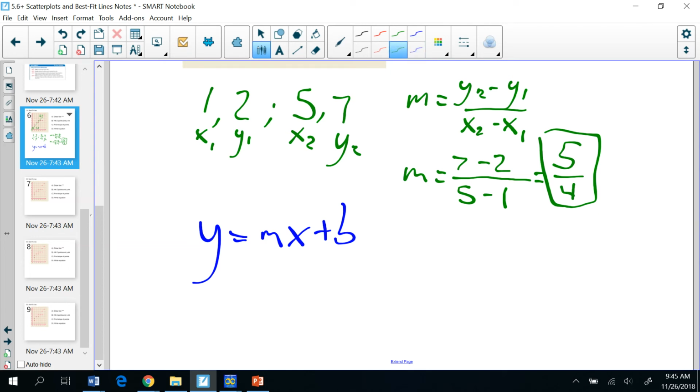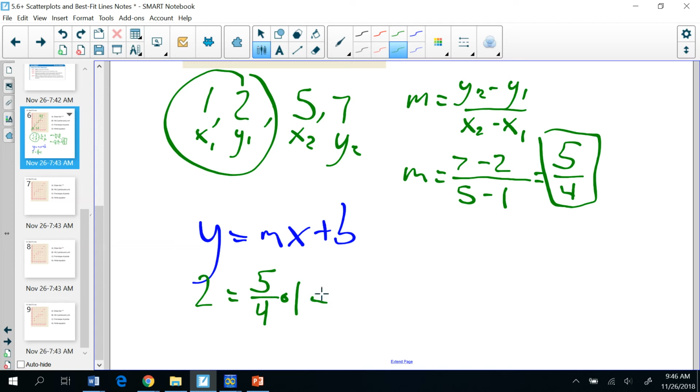Now to do this, I need to pick one point. I'm going to use this one because it looks easier. I'm going to use 1 and 2 for my x and y. So I'll just start with that. Let's say that y is 2, because that's what I have up here. And when y is 2, I know that the x value that goes with it is 1. What is my slope? Well, I can actually just plug this in directly. 5 over 4 times 1 plus b.